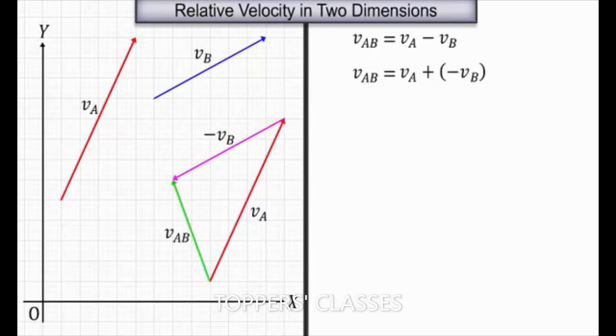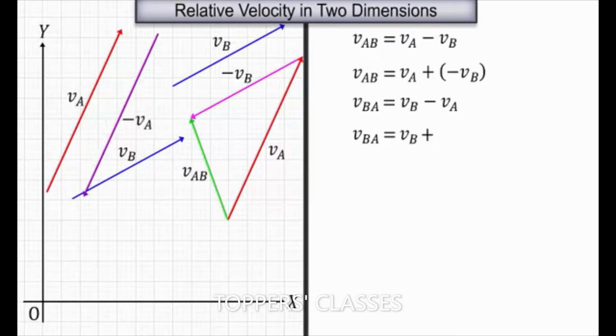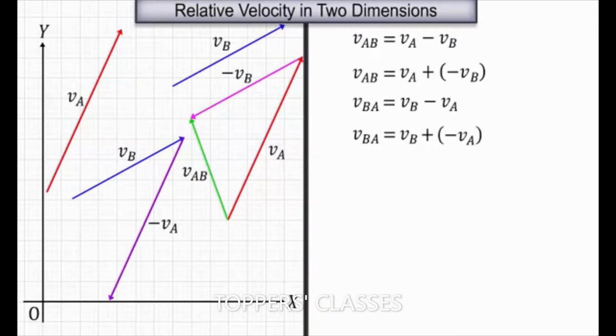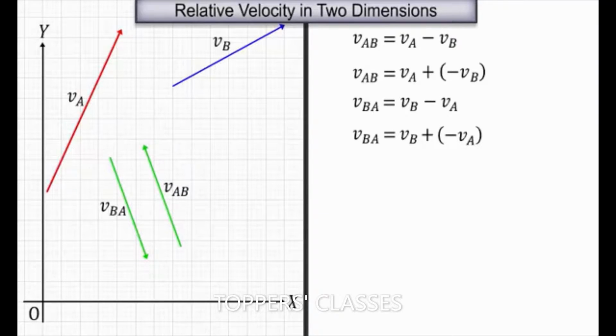Similarly, VBA is equal to VB plus minus of VA. Finally, on comparing the two results, we find that VAB is equal to minus VBA, which means that the two relative velocity vectors have the same magnitude and are opposite in direction. This implies that the magnitude of VAB is equal to the magnitude of VBA.